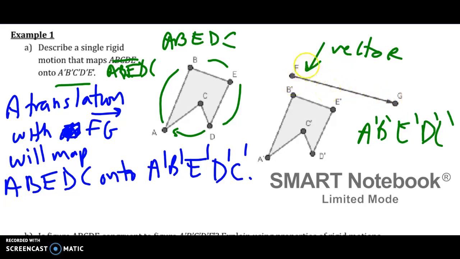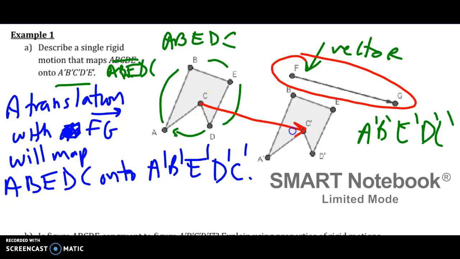If they didn't give me this vector, say this wasn't included, then I could pick my own vector. But again, those parts have to be corresponding. So if they didn't give me vector FG, I would have to say, okay, this is CC prime, or this is AA prime, or any of the other corresponding points written as a vector. But because they gave me this FG vector, that is what I used in my description. So it really depends on what they give you.